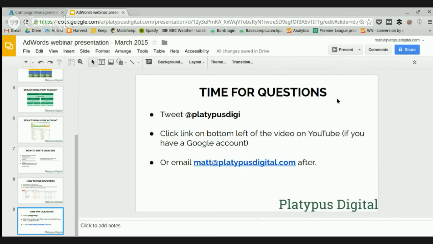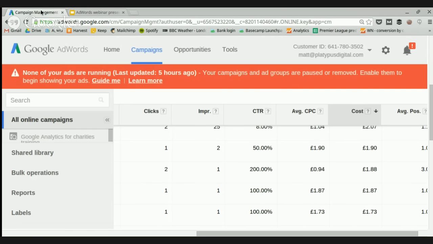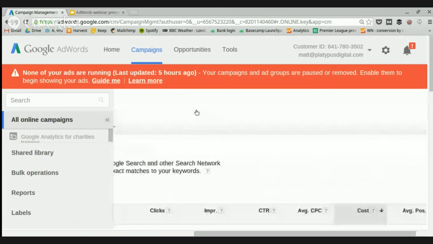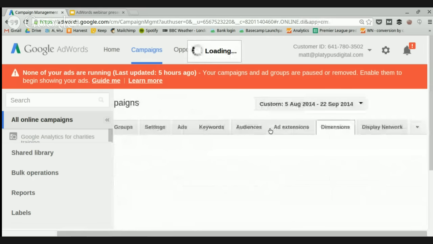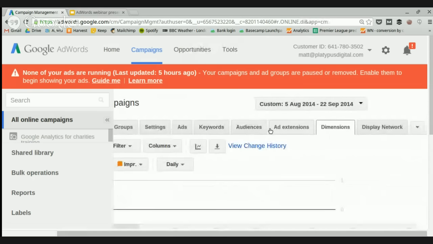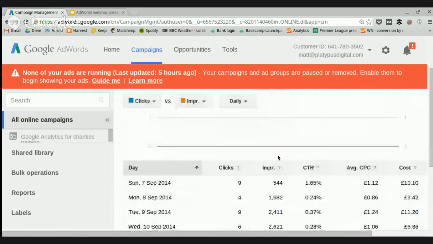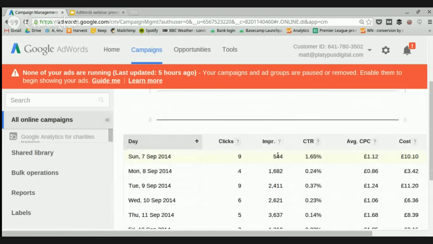Okay, not seeing lots of other questions at the moment, so I will pop back into the interface and see if there's something else we can show you. The dimensions tab is always quite interesting. So when you're in dimensions, then you tend to find a slightly deeper level of reporting beyond what you might find elsewhere. So what this has done is broken down the clicks that I've received on my ads by day.